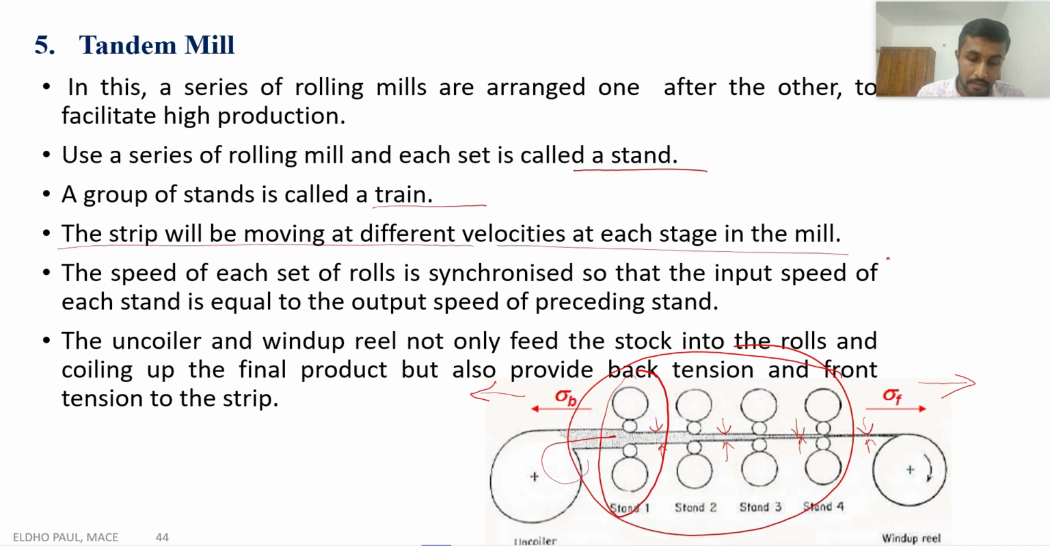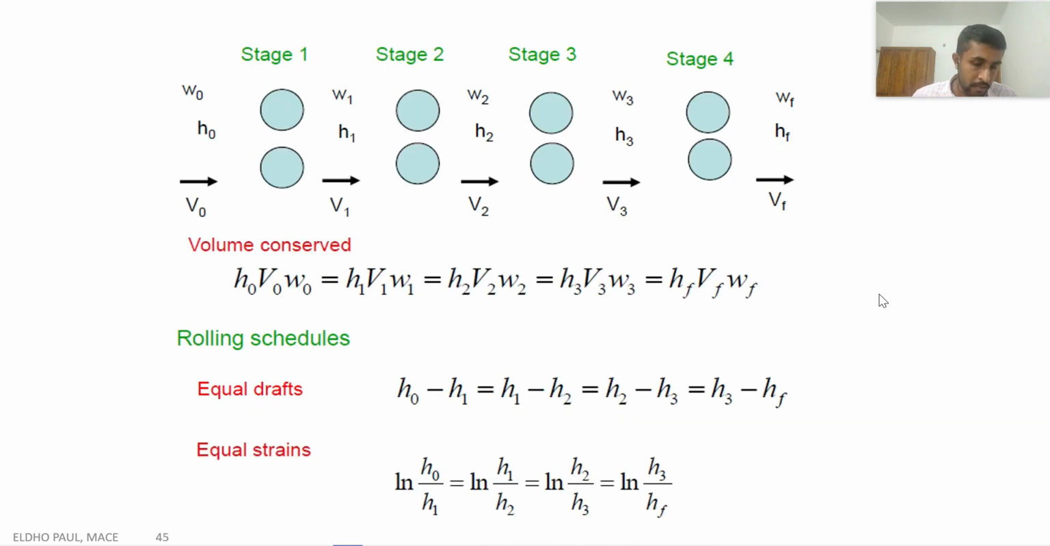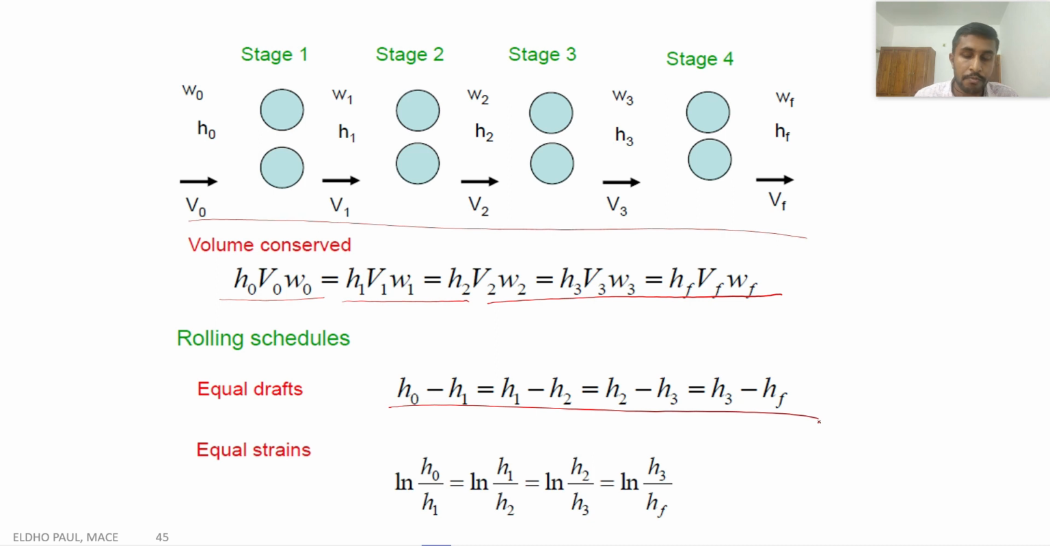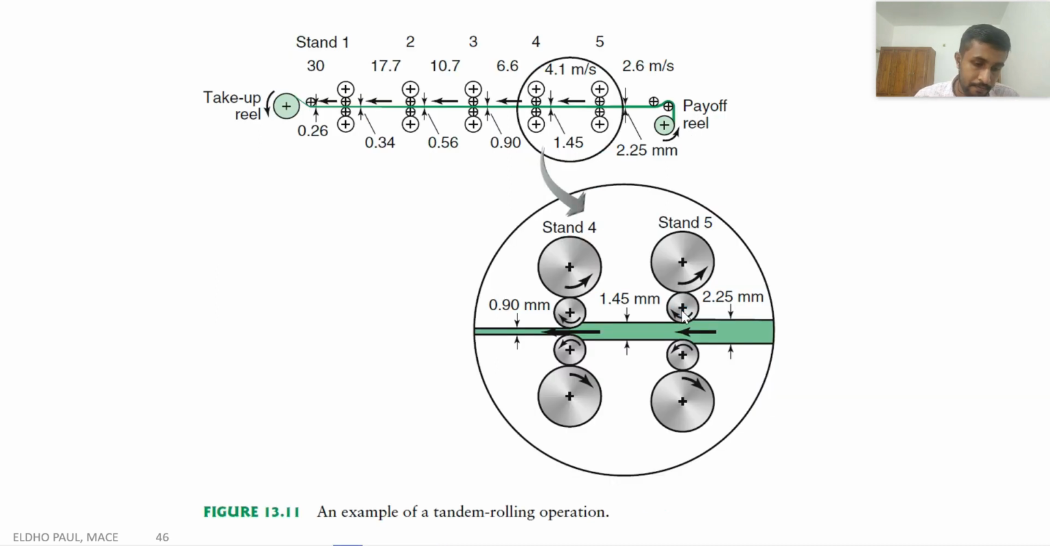So the speed of each set of rollers should be synchronized, so that the input speed of each stand is equal to the output speed of the preceding stand. So when it is coming out from a particular stand, the speed should be synchronized properly. Only then do we get a uniform flow of the material through the stands. Here the material volume is conserved, so the volume flow is equal to h into velocity into W0. From this we can calculate the velocity of each stand. And equal draft should also be maintained between the stands. So this is the velocity distribution we can see in a tandem mill.